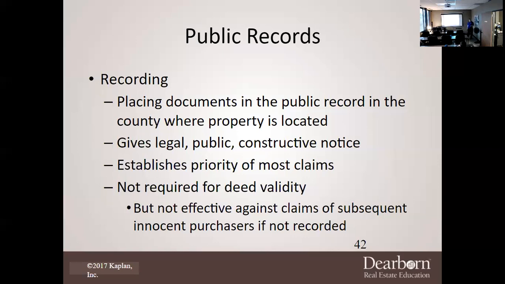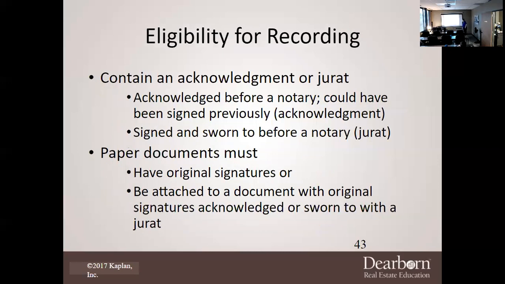We can also find out, is there a debt on it? Is there any other things in that particular situation? You can find it all through the recording. Now, to be eligible for recording, it's got to contain an acknowledgement or jurat. We've already spoke about that.